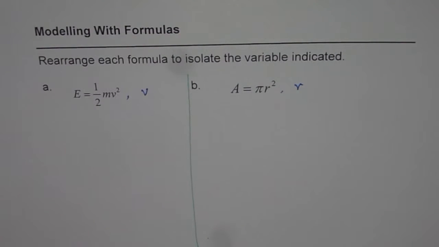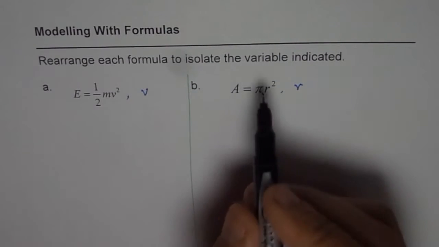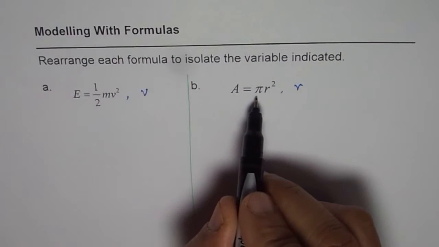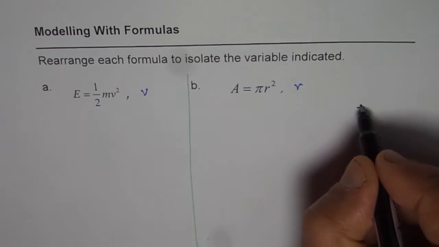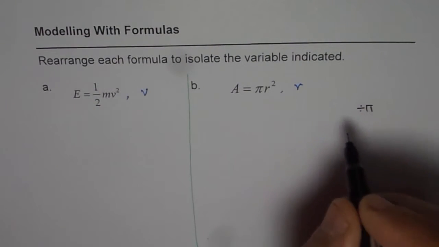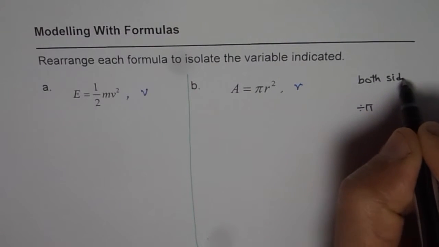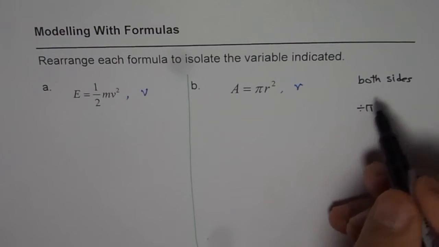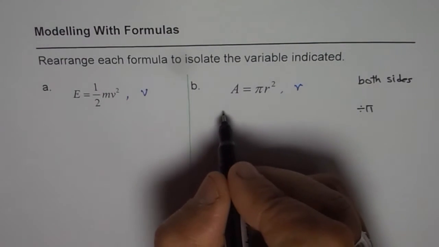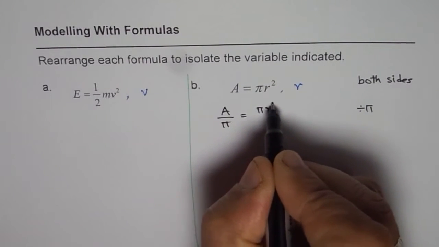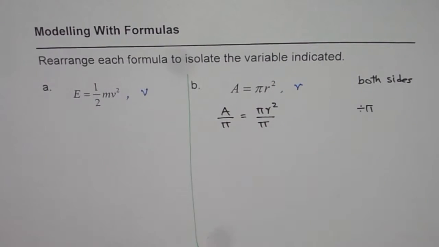Now let's try to do each step. Let's try to understand the steps involved in doing so. So let's begin with A equals pi r squared. It looks simpler. Here we do not want pi, so the first step is to divide by pi on both sides. Whatever we do on both sides, remember that. Only under that condition is the equation maintained, right? So we have A divided by pi equals pi r squared divided by pi.